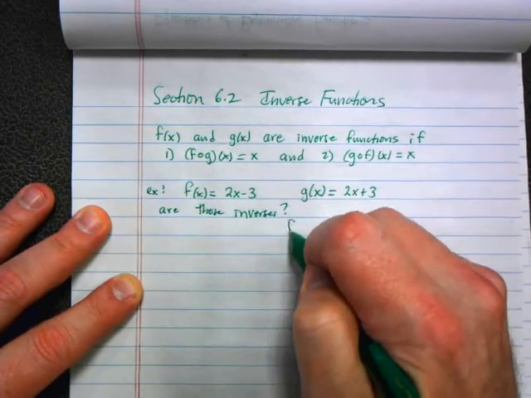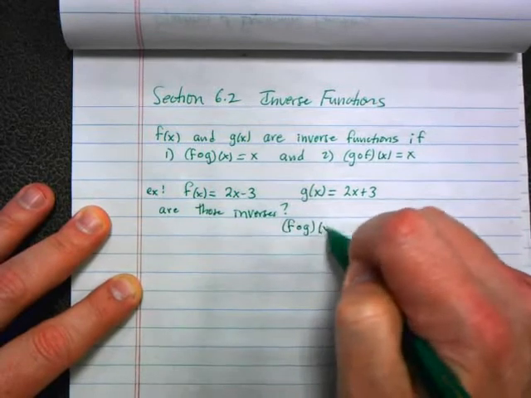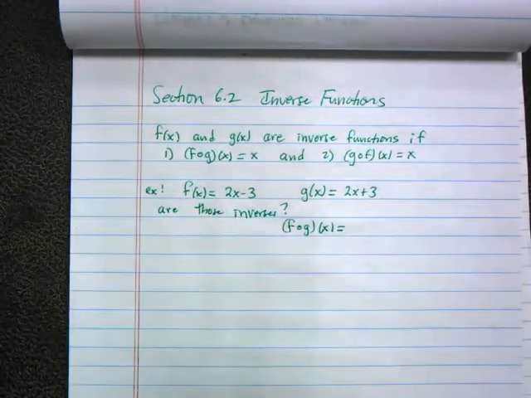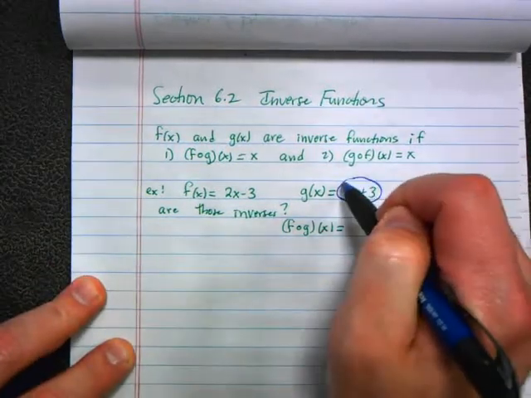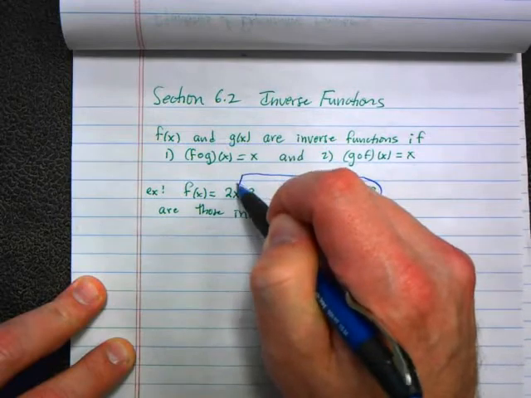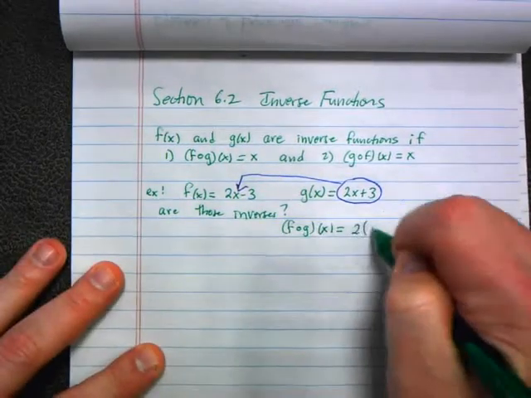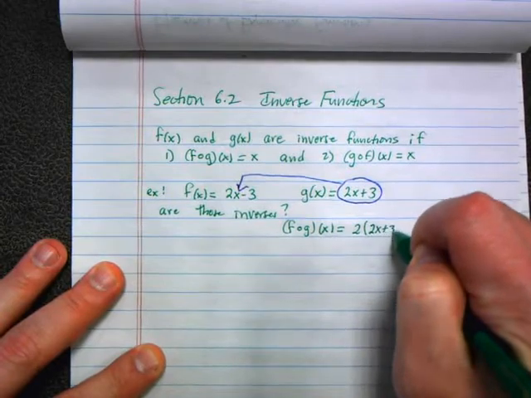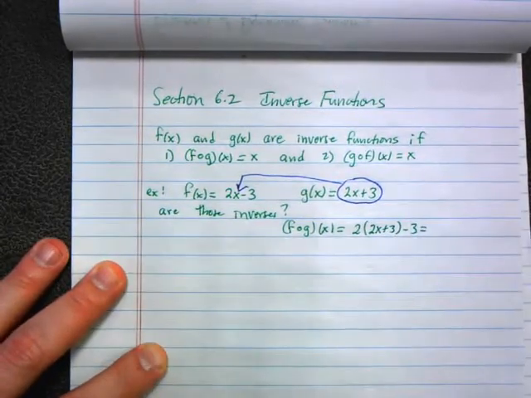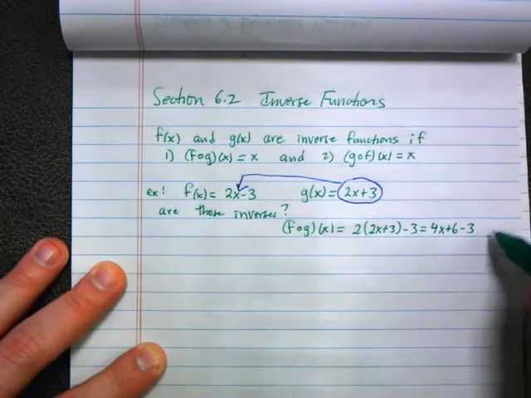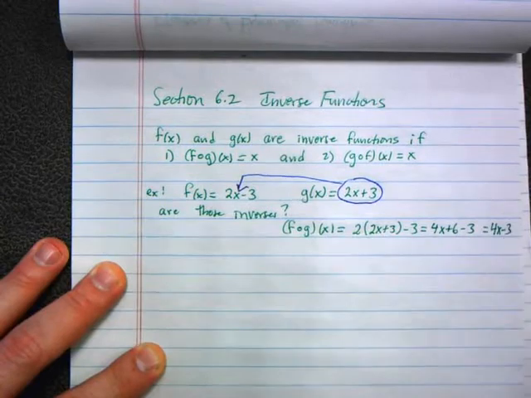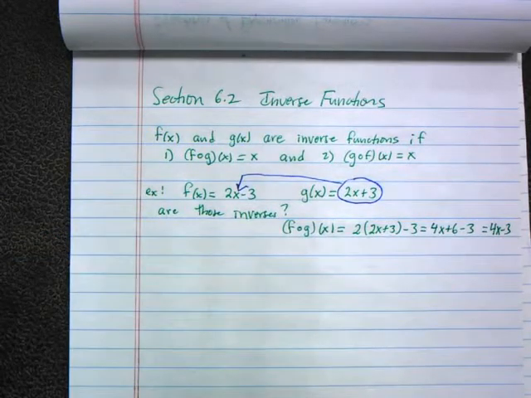All right, well, to see if they were inverses, I would do f of g. What do I get when I do f of g? Well, what does that mean? That means start with g. G is 2x plus 3. And I'm going to take that and plug it in right there. So I'm going to have 2 times 2x plus 3 minus 3. I simplify that. That's 4x plus 6 minus 3. That's 4x plus 3. So are those inverses?